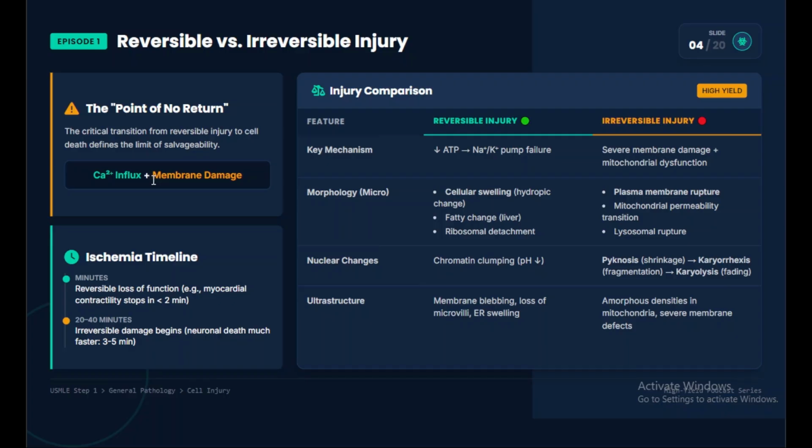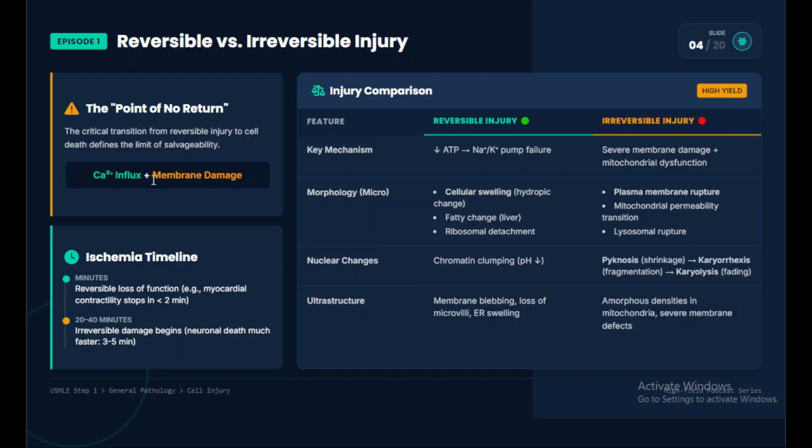However, some tissues are much more sensitive. For example, neurons can die within 3 to 5 minutes of ischemia. This is why brain ischemia during cardiac arrest causes permanent damage so quickly. So this is the ischemia timeline. Just keep in mind that when there is ischemia to an organ, you have to restore the blood supply as soon as possible. If you delay it, you are simply causing the death of the cell. Remember, in ischemia, time is the cell. The more time you lose, the more cells you lose, the more muscle you lose, and the more function you lose.